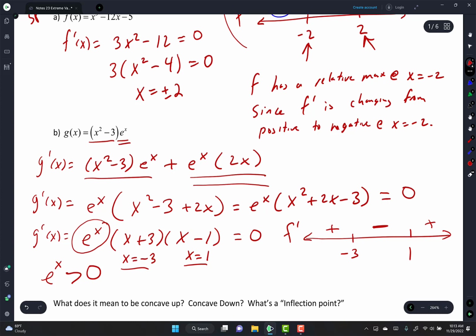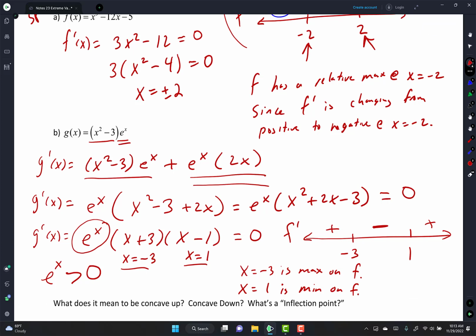So now I've got to say what's a max, what's a min. At x equals negative 3, is that a max or a min? It's a max. So I'm going to write x equals negative 3 is max on f. Make sure you're specific on f. What about 1? x equals 1 is min on f. Why? Because of the reasons up above. f prime changes from positive to negative. f prime changes from negative to positive. I just wanted to fit it all in here.